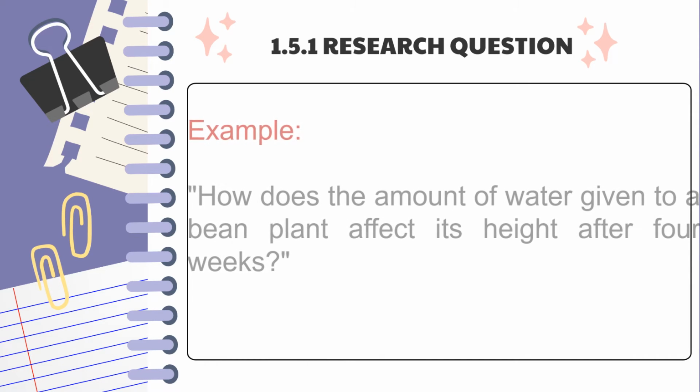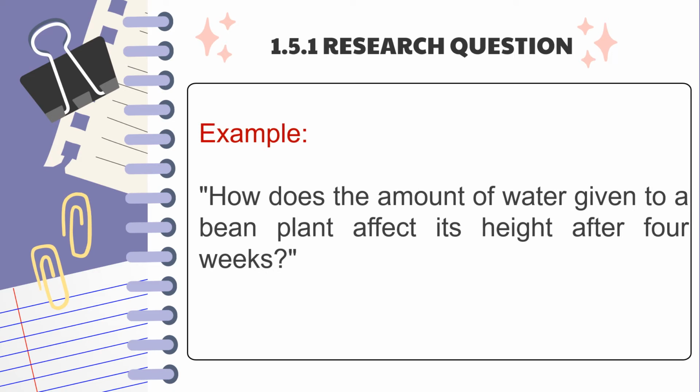Example: how does the amount of water given to a bean plant affect its height after 4 weeks? This question is effective because it clearly indicates what you'll be examining. It specifies two key elements: the variable you are manipulating, the amount of water, and the outcome you will measure, the height of the bean plants. A well-crafted research question not only guides your experiment, but also sparks curiosity and drives your investigation. So, make sure to frame your research question clearly and specifically to lead you toward meaningful results.